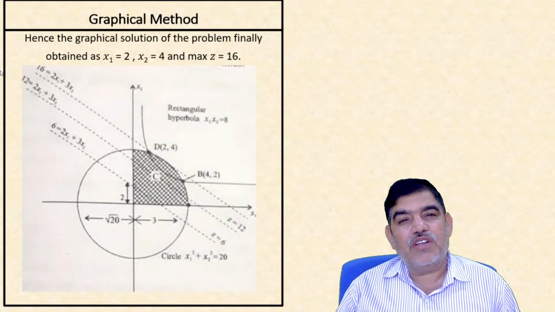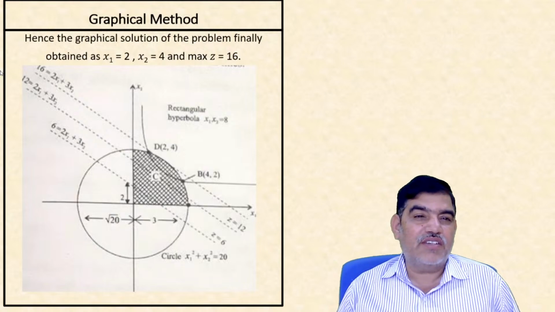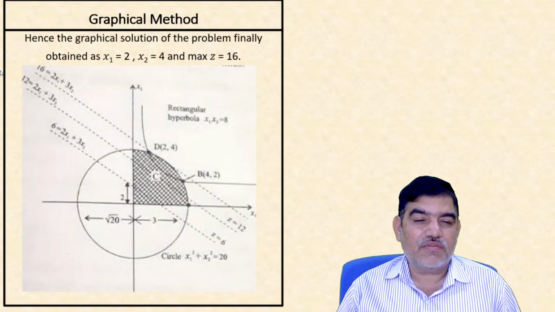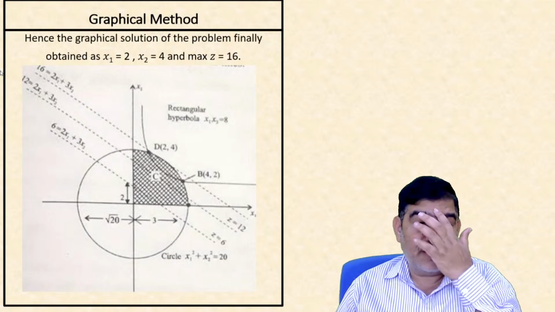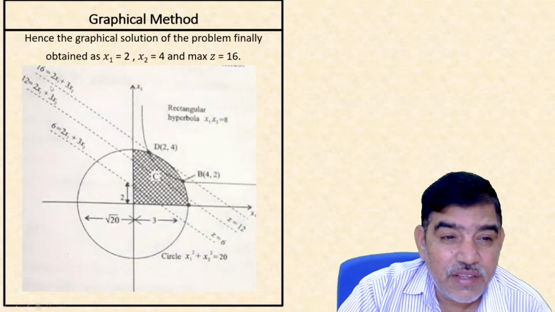And the graphical solution of the problem is finally obtained as x1 equal to 2, x2 equal to 4, and max z equal to 16. So this is the graph here.